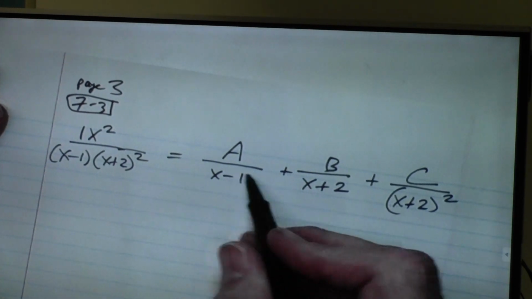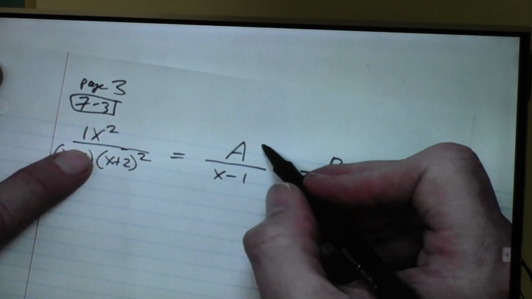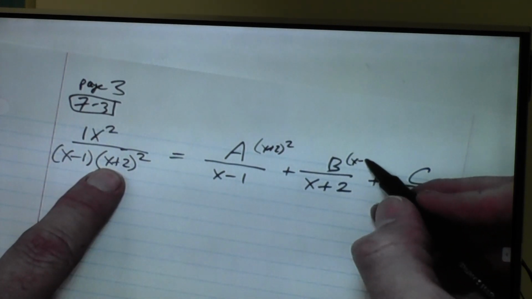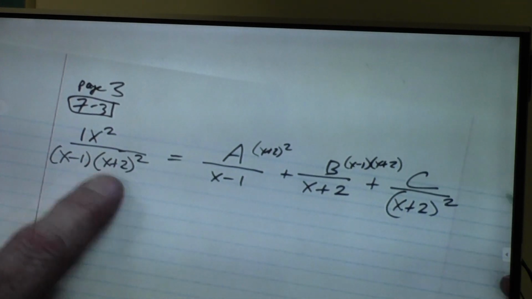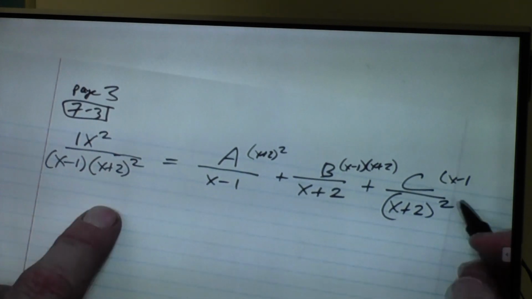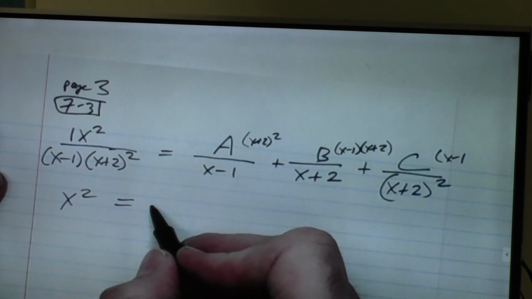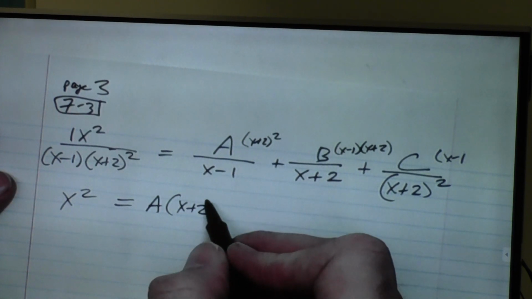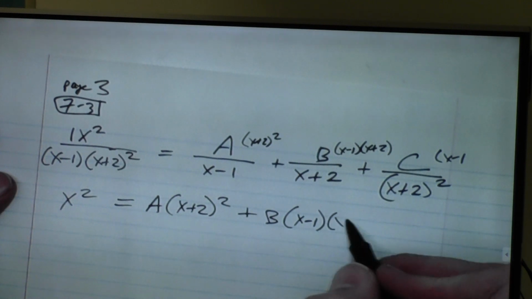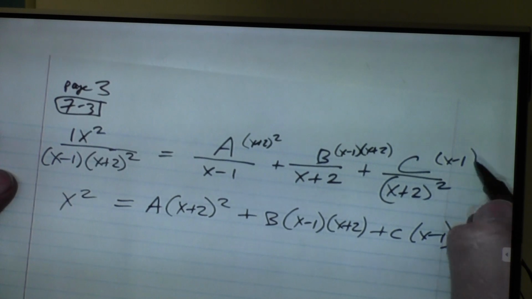The next step is use the LCD, which is all that. So that means on this one, the x minus 1 is over there, so it'll be x plus 2 squared. The x plus 2 is there, so it's an x minus 1 and an x plus 2. And this one, that's the same as that, so we'll do the x minus 1. And by multiplying everything by it, this goes away. x squared equals a, x plus 2 squared, plus b, x minus 1, x plus 2, plus c, x minus 1.